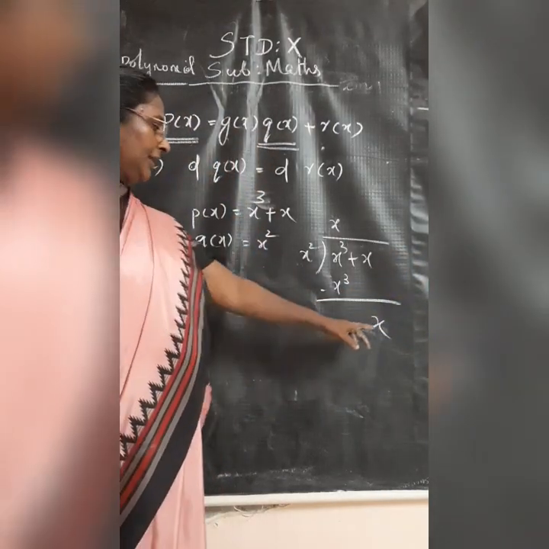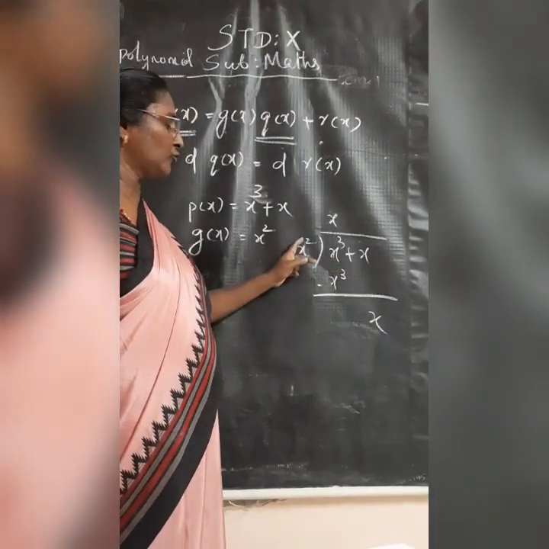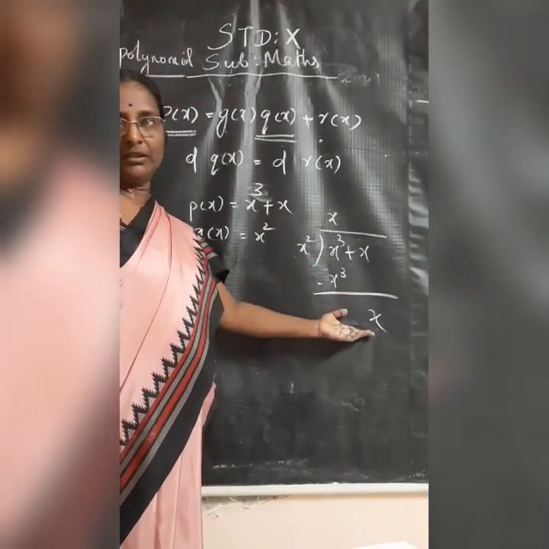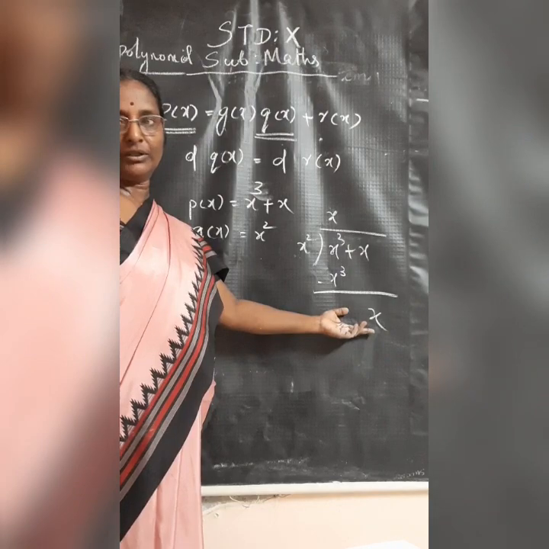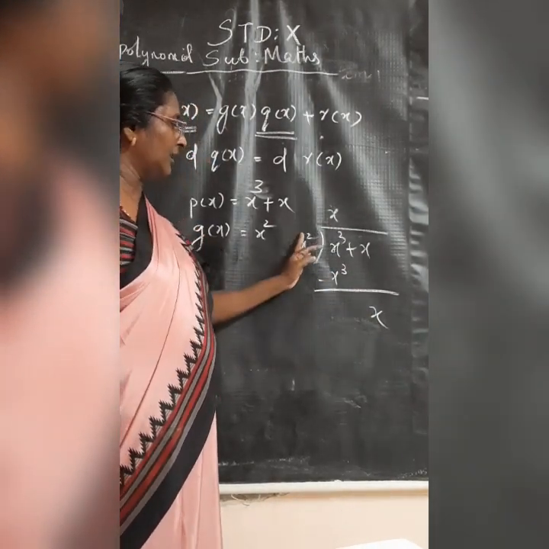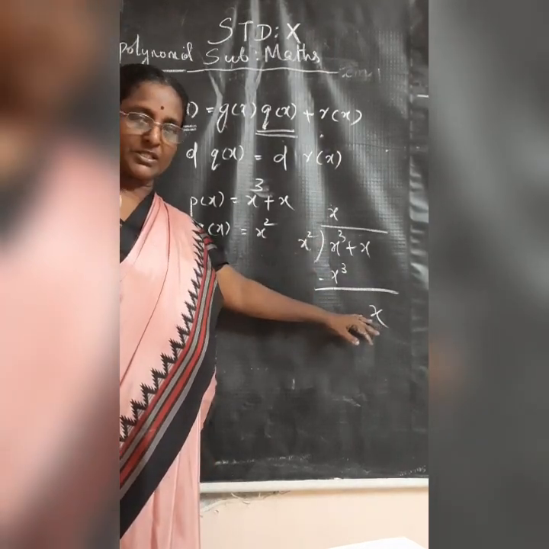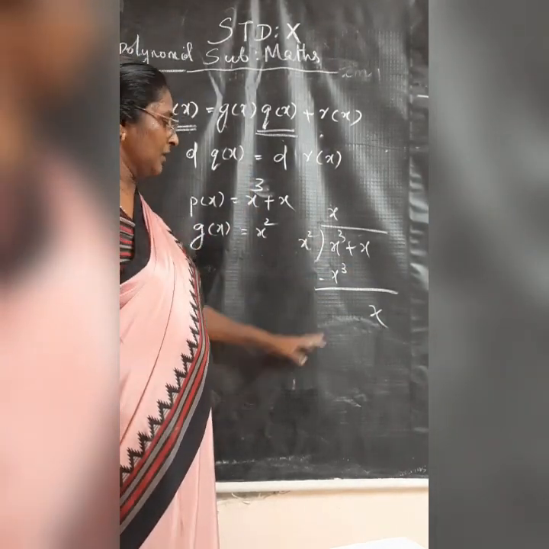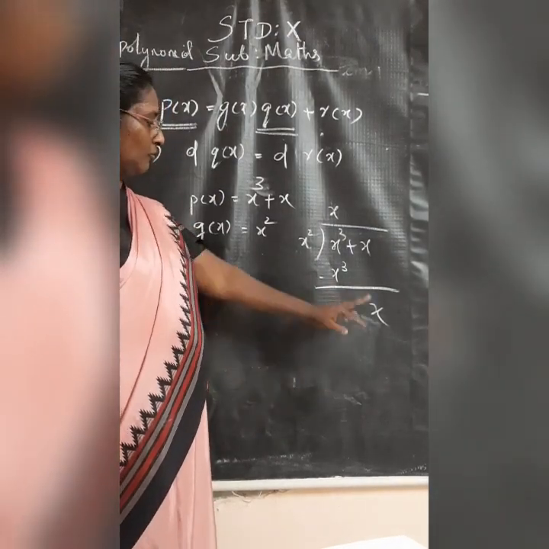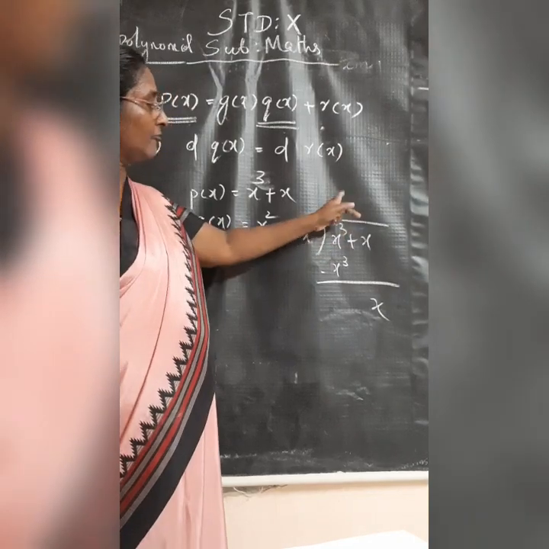Now see the degree. What is the degree of this one? 1. Degree 1 here and degree 2 here. So the division stops there. Degree 1 is coming down. Therefore division stops there. The degree of this polynomial is less than the degree of the divisor polynomial, then the division stops. I explained all this in the previous class. So what is this one? This is the remainder. And what is this one? Quotient.